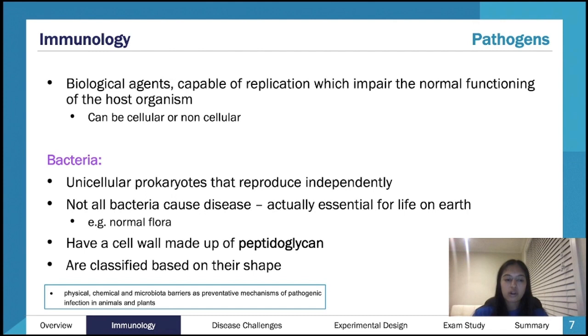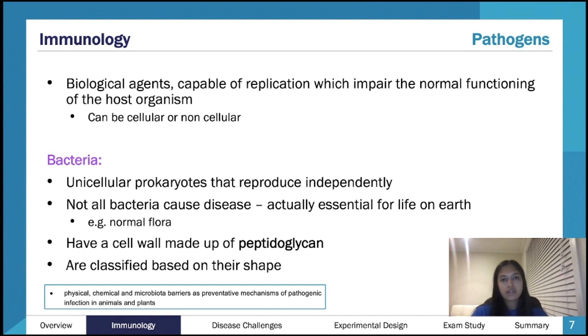Sometimes you might call them opportunistic pathogens. So that's when bacteria that perhaps exist on your body that don't usually cause disease suddenly get the opportunity to, and then they do so. So that's just a bit of an example there.